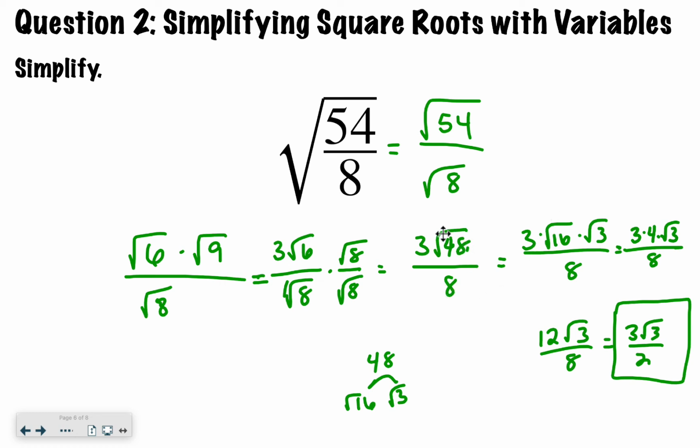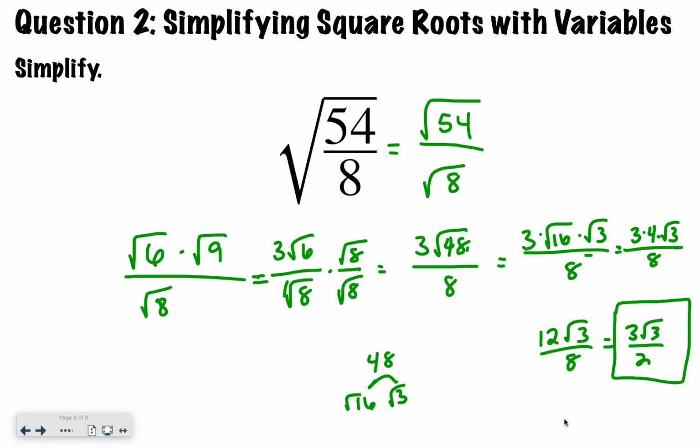And then I had one more simple thing to do with the 48. There's a perfect square in it. It's 16 times 3. So 3 times the square root of 16 times 3. Square root of 16 is 4, so I have 3 times 4 times the square root of 3 over 8. 3 times 4 is 12, square root of 3 over 8.